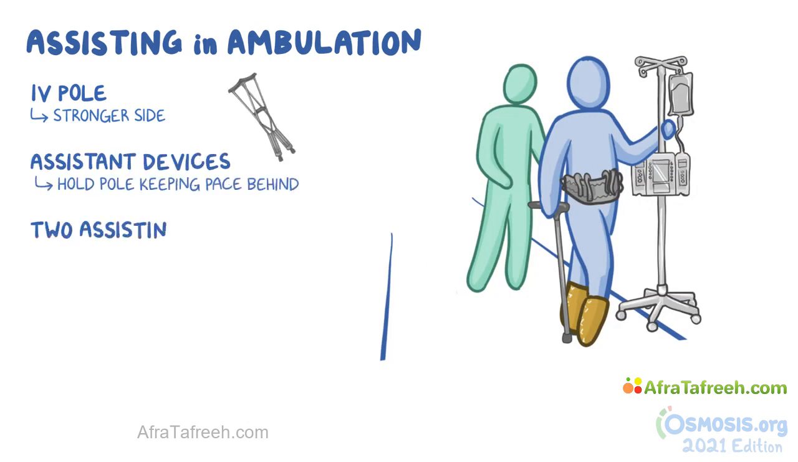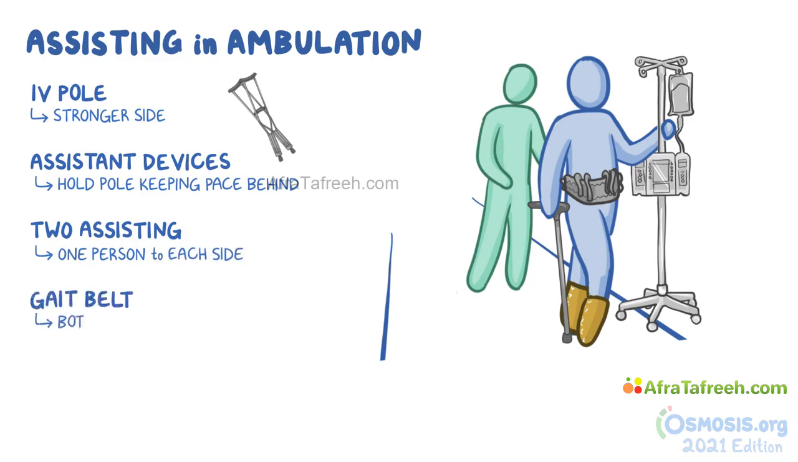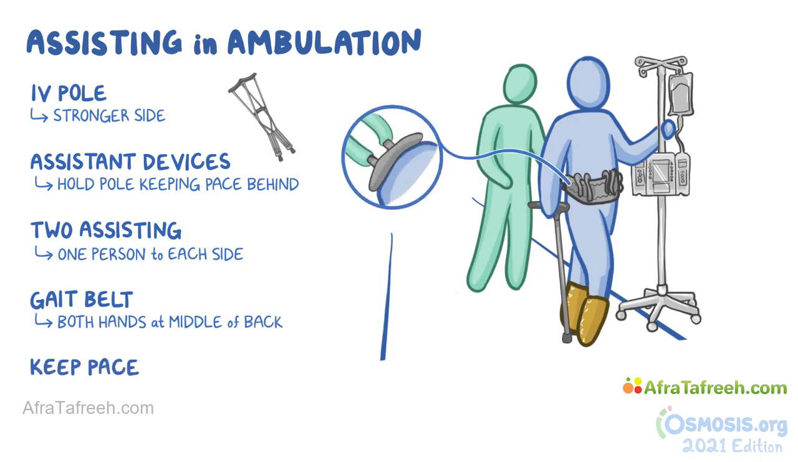If 2 people are assisting, one person should stand to each side of the client. If a gait belt is in use, hold it with both hands at the middle of the back of the person. Keep pace with them as they ambulate and try to match their steps.